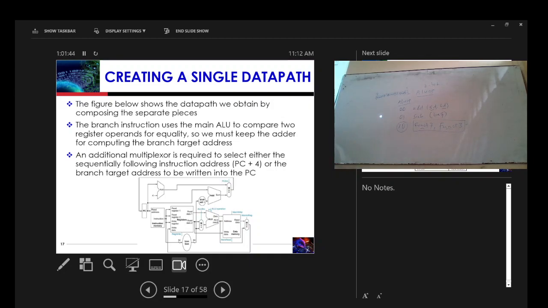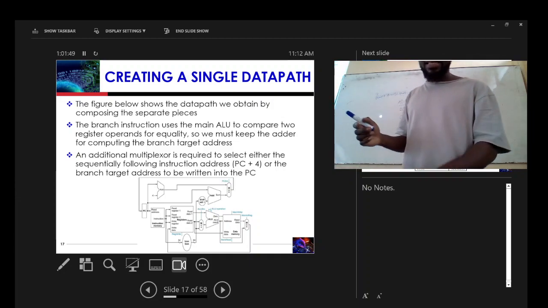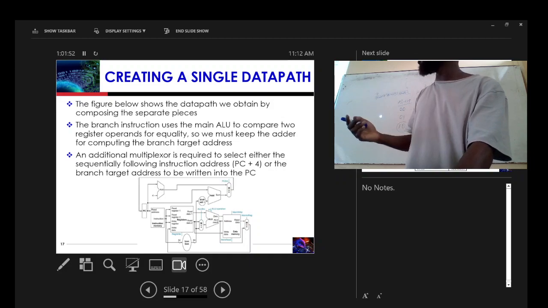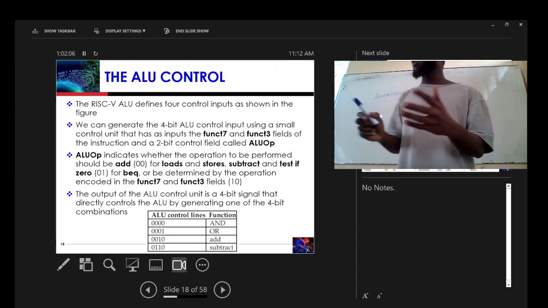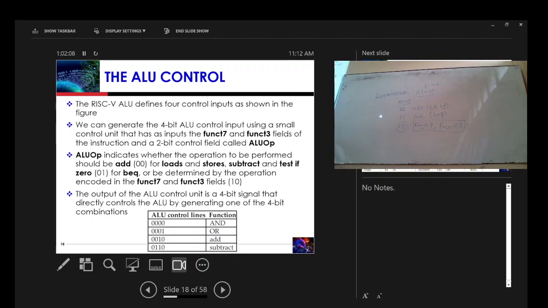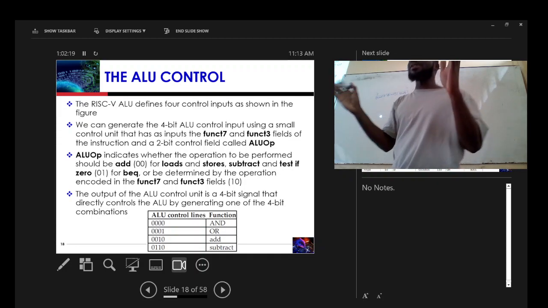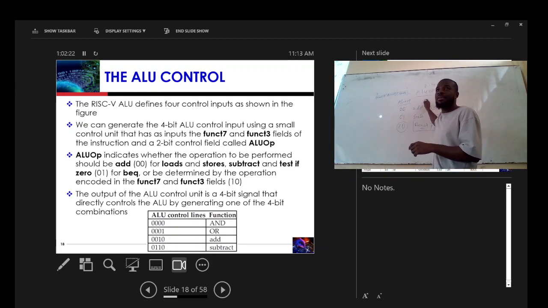The ALU operation for this ALU is 4 bits, right? So how do we choose these 4 bits? This 4-bit value means that if it's 0000, we are doing AND; 0001, we are doing OR; 0010, we are doing add; and 0110, we are doing subtract. Now, how do we generate this control? We are using the funct 7, the funct 3, the opcode, and a very special 2-bit signal known as the ALUOp, right?